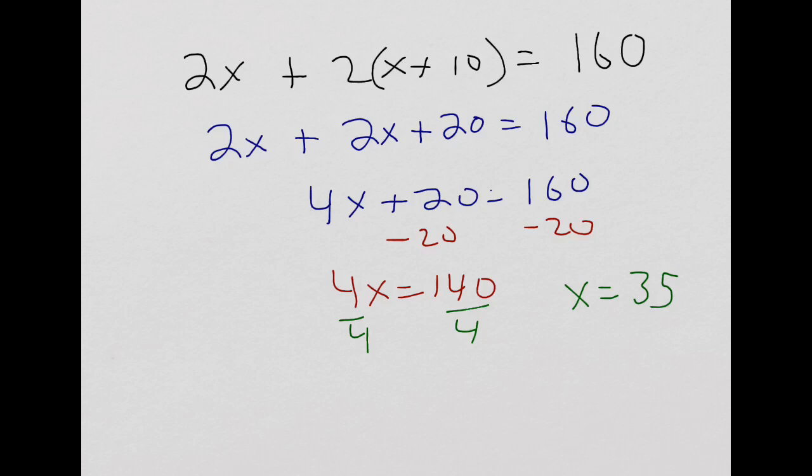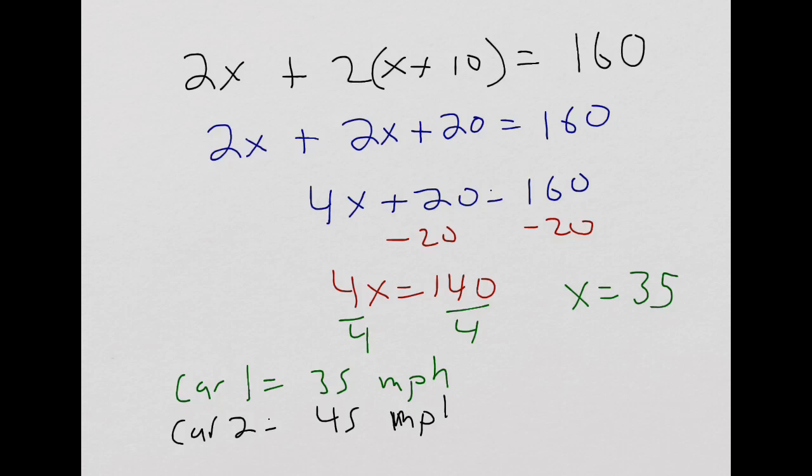So what does this 35 represent? Car 1, or the first car, travels 35 miles per hour. And what can we conclude about car 2? Well, it says that the second car travels 10 miles per hour faster, so 35 plus 10 gives us 45. So car 2's speed or rate is going to be 45 miles per hour.